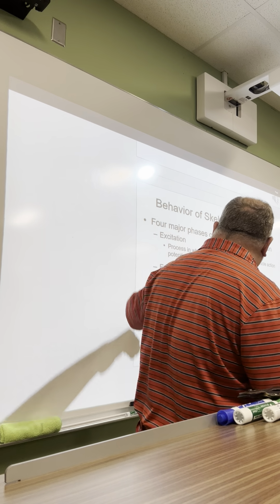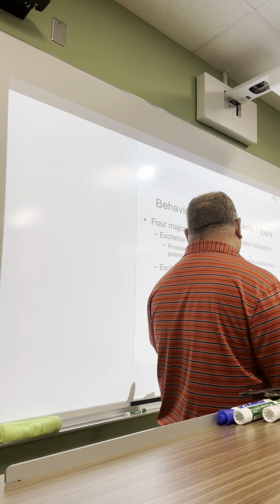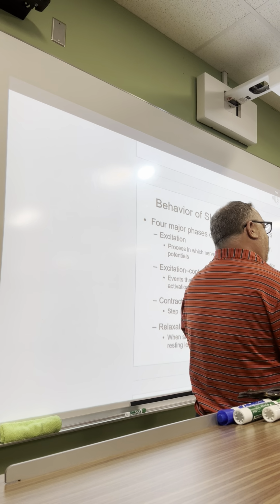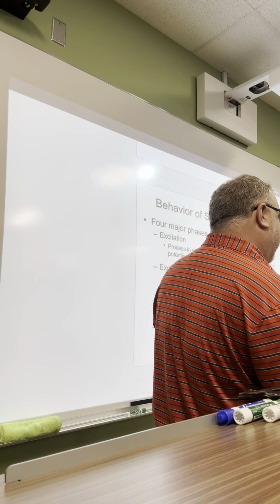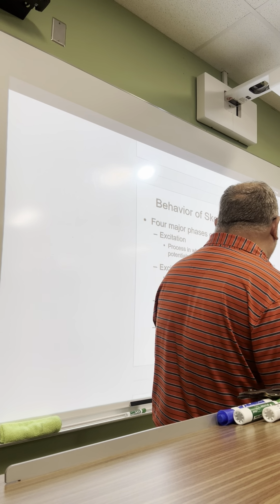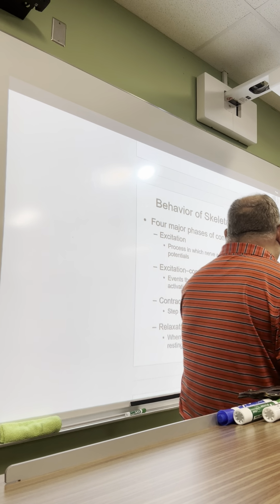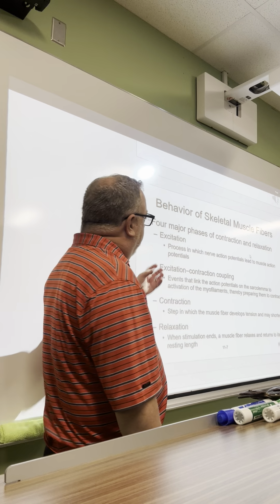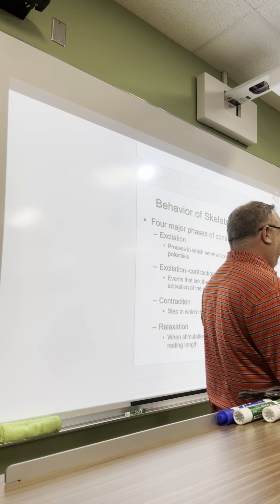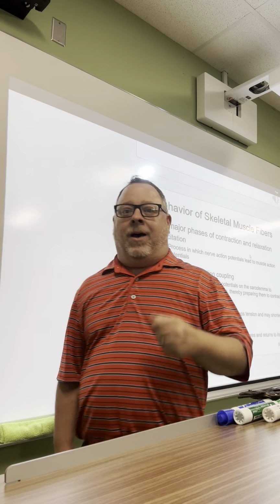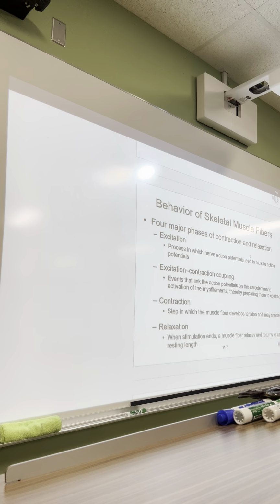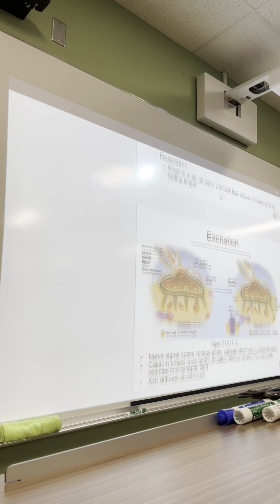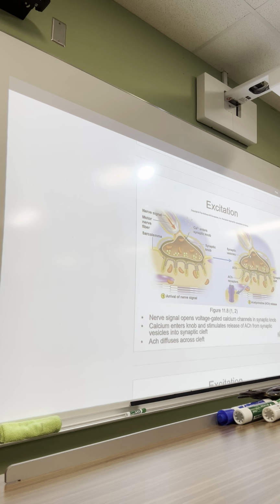And so the next one is the relaxation point. It's like when the stimulation ends, when that impulse no longer comes from the nervous system, what truly happens at that point? The muscle fiber relaxes and returns to its resting length. So we are going to go through literally a step-by-step process of how this occurs, and we're going to see it go through all four of these. And we're going to start basically right now.